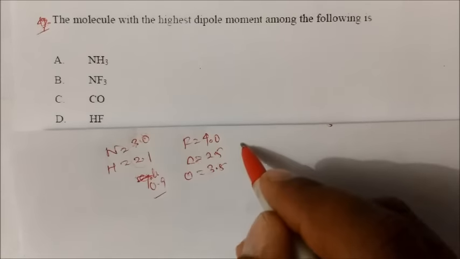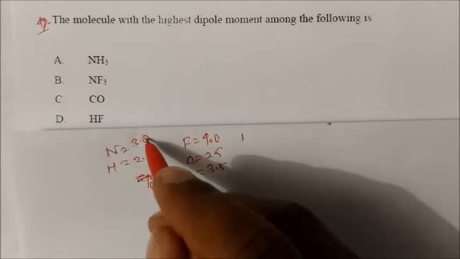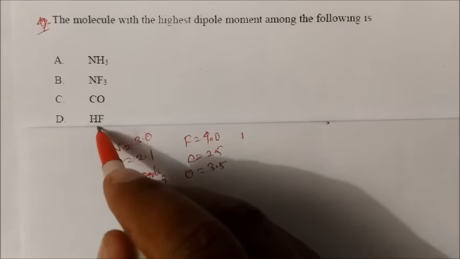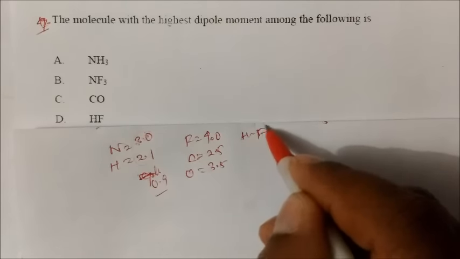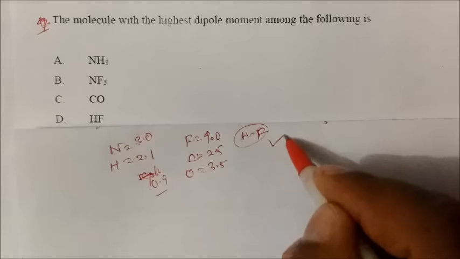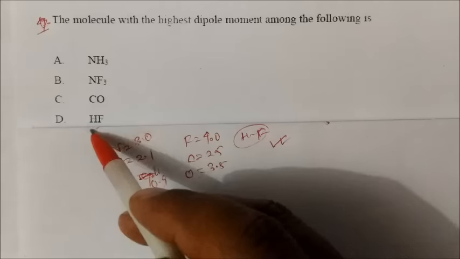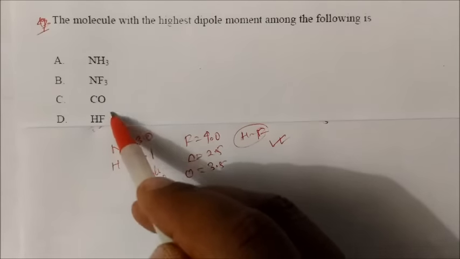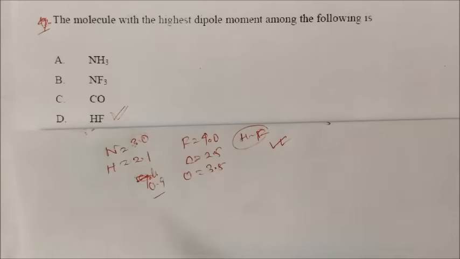In case of D, hydrogen is 2.1, but fluorine is 4. So there is a more electronegative difference in the HF molecule. So dipole moment will be highest in case of HF, and the remaining have lower dipole moment than HF. So this is the highest dipole moment, the remaining are lower than that of HF molecule.